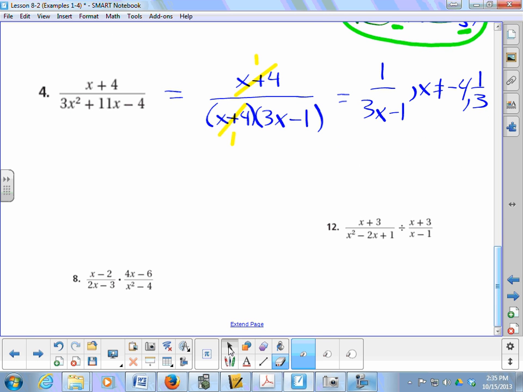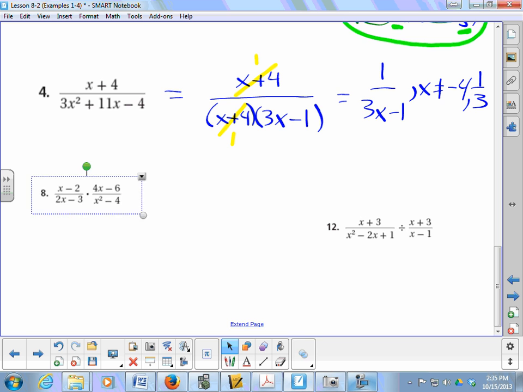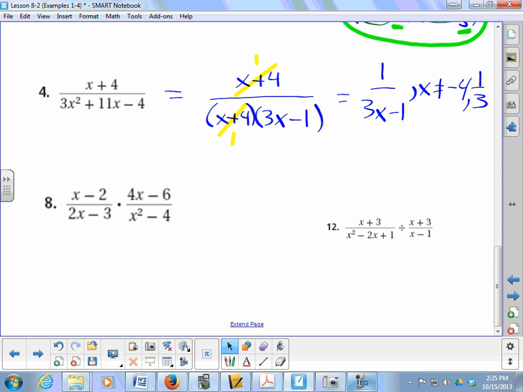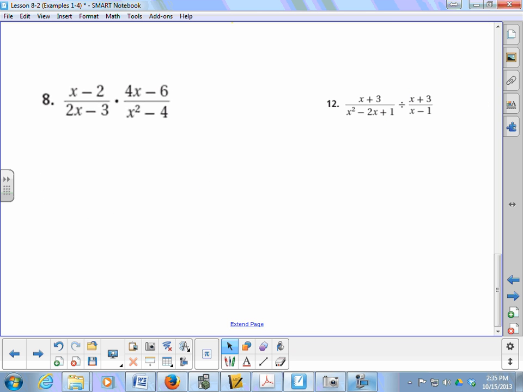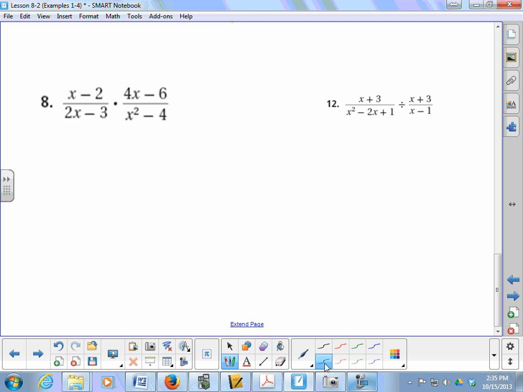Okay. Number 8, multiplication. So when we're multiplying, what's the first thing we do? Okay, we're going to put them together, and when we put them together, though, we're also going to factor. So we're not going to actually do the multiplication. We're going to factor. Can I factor x minus 2? Okay, so I'll just write x minus 2 in parentheses.